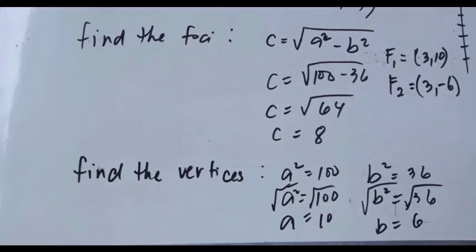Since we also got 6, from b squared, the square root of 36, that is the vertex of our minor axis. We can now graph the vertices of our minor axis. From the center, we count 6 units to the right and to the left: 1, 2, 3, 4, 5, 6. The point is at coordinates (9, 2). To the left, we also count 6 units: 1, 2, 3, 4, 5, 6. That is at point (-3, 2).